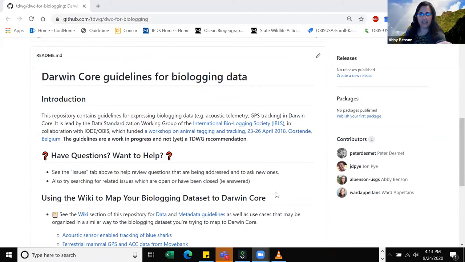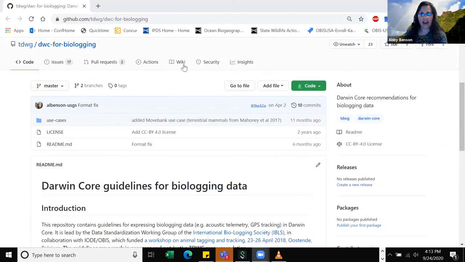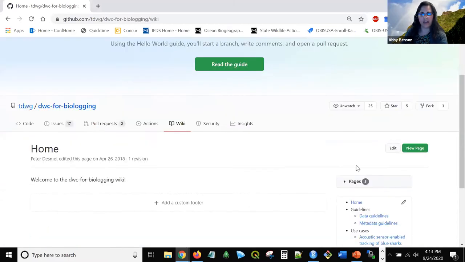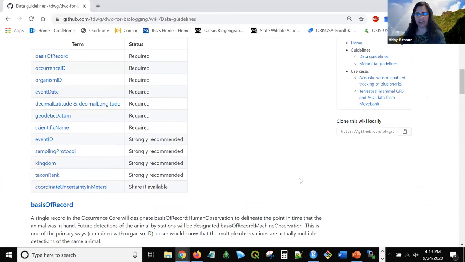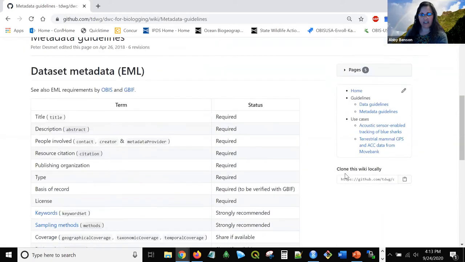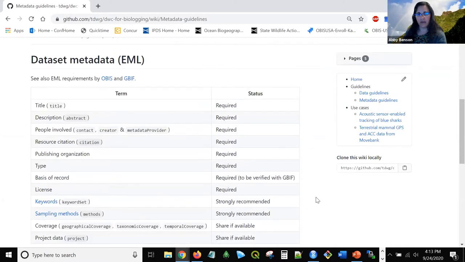So what you see here is the space we're working in. We have a wiki where we documented the guidelines for the data. We might want to run through this and think about how we would apply basis of record, what the required fields would be, and document all that. It might be the same or it might be different than it is here for biologging data. What the metadata guidelines are that we would need, what's required, so that people who are trying to do this can also run through this.